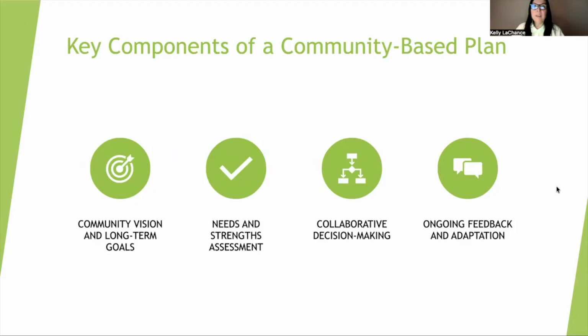So, what are the key components of community-based planning? Well, for one, it helps you to develop a community vision and long-term goals. It also helps to assess your needs and strengths within your community. And it also encourages collaborative decision making. And also, in this process, you can create ongoing feedback and any kind of changes that you may need to make in this whole process as well.